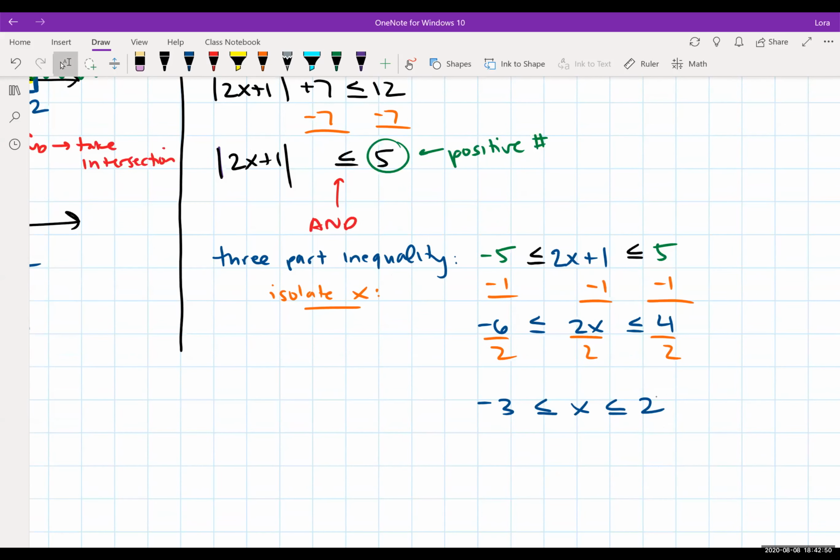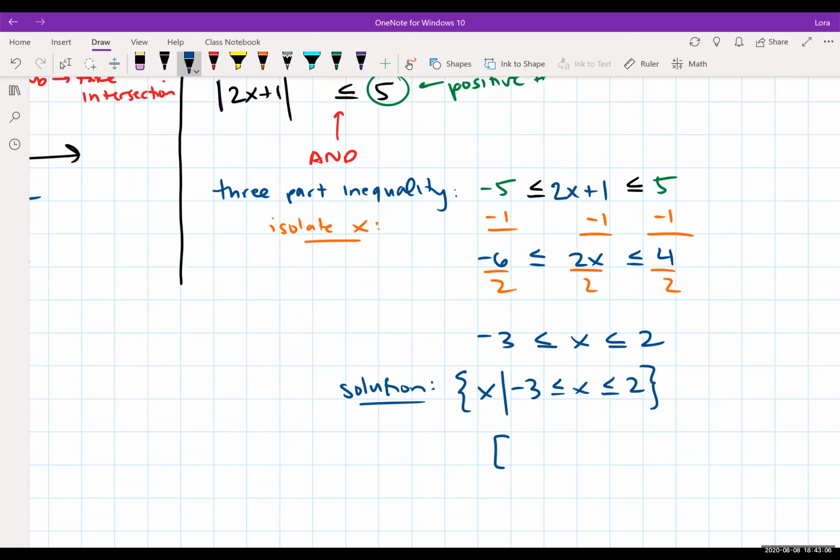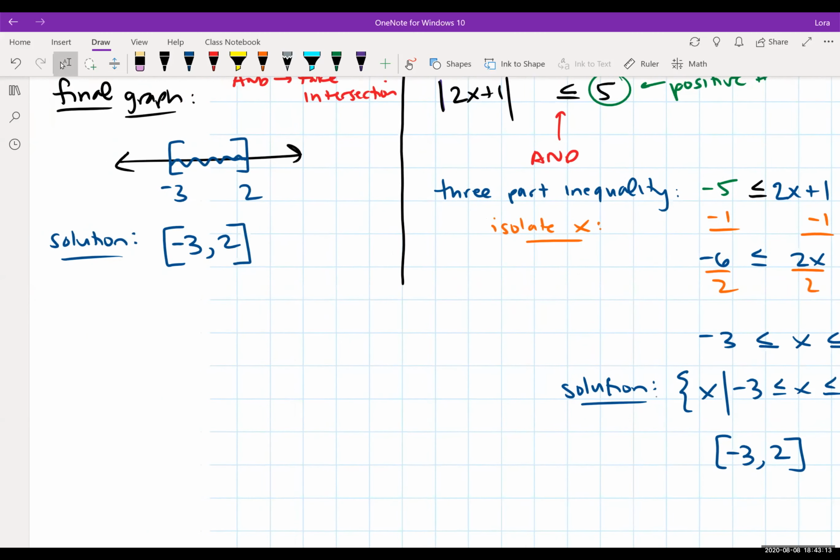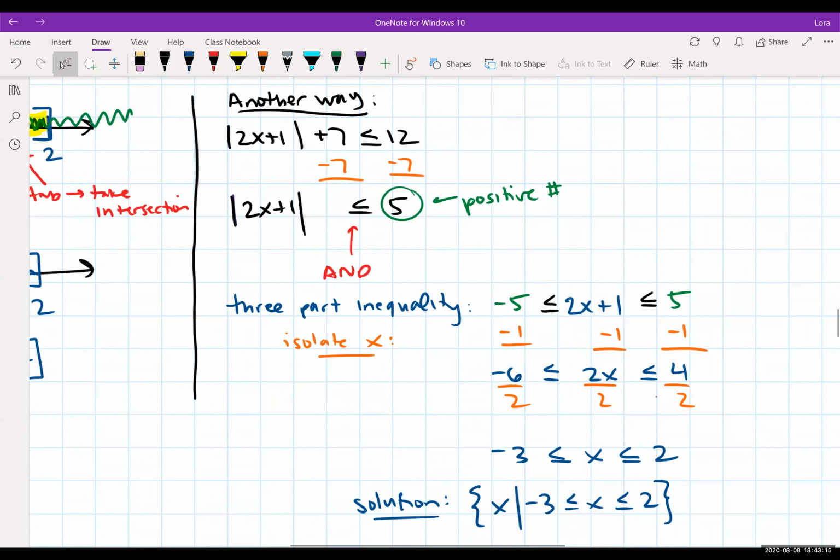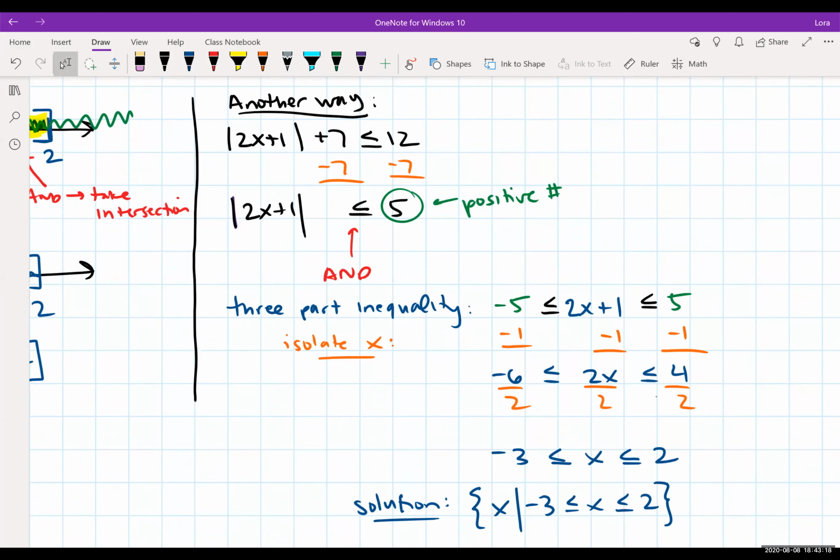And it kind of gives you the nice set notation. You don't really need a graph when you have this. So you could say in set notation, it's all numbers x such that negative 3 less than or equal to x less than or equal to 2. Or if you like interval notation, we would have negative 3 to 2. And so notice, it's the same thing. And so people like this one because it's a little less graphy, but it only works if you have a positive number after you've isolated the absolute value.